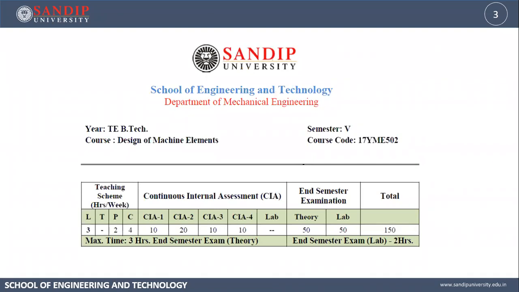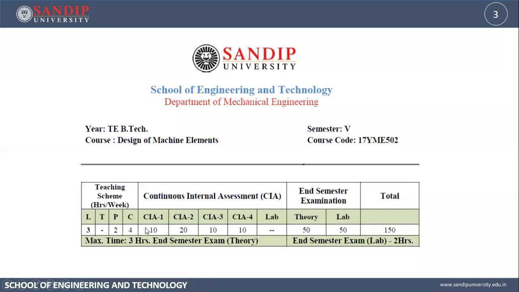The subject is Design of Machine Elements. Its code is 17YME502. As per the curriculum and the syllabus, we will be having 3 or 4 lectures per week, and there will be a practical slot of 2 hours for this particular subject. What we will be discussing and what the practicals will contain, I will brief you in this particular lecture.